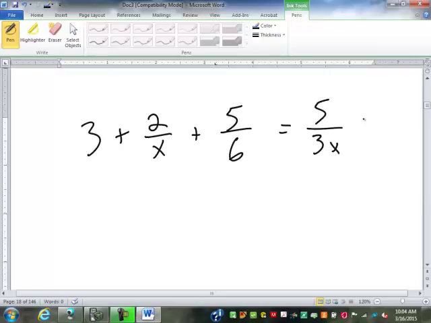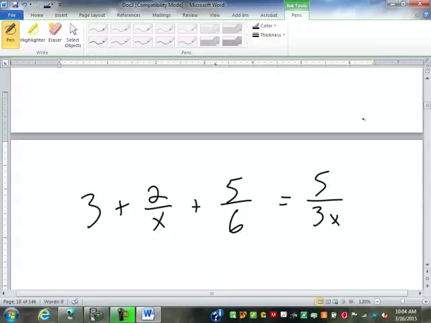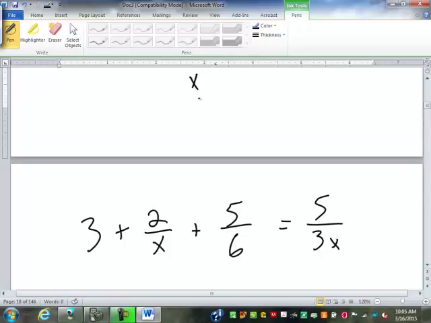So in this case, we have x, we have 6, and we have 3x as our denominators. We're looking for the least common denominator, in other words, least common multiple. And to do that, we do factors. Well, x, there's no way to factor it. It's just x. How about 6? Factors into 2 times 3. Does 3x factor? No, 3x is just 3 times x. That's all we can do with it.